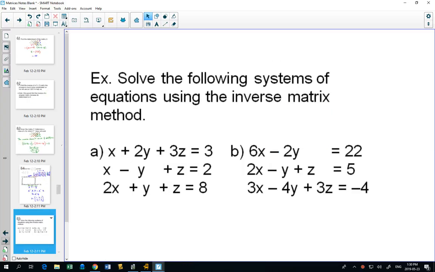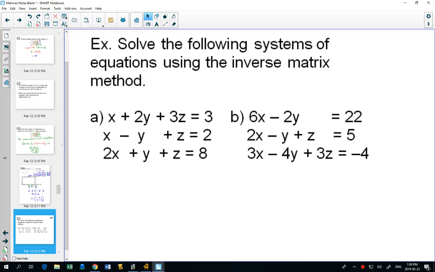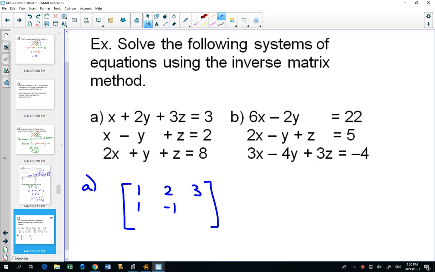Solve the following system of equations using the inverse matrices method. Well, what we did with our 2x2s when we had a system of equations is we set up a matrix. So here's a matrix of our coefficients. In this case it will be 1, 2, 3, 1, negative 1, 1, 2, 1, 1. A matrix of our variables, and make it equal to a column matrix of the answers.